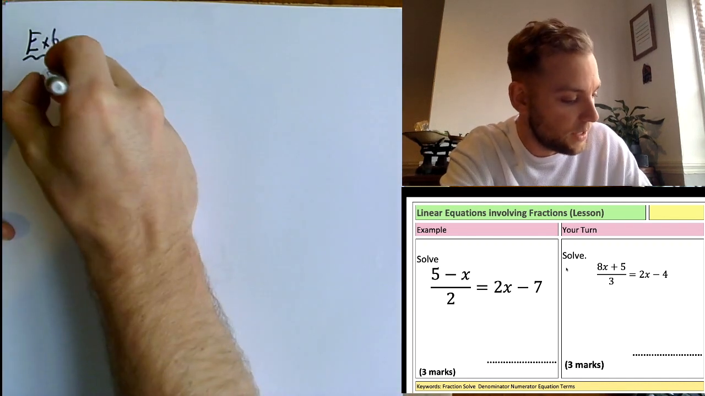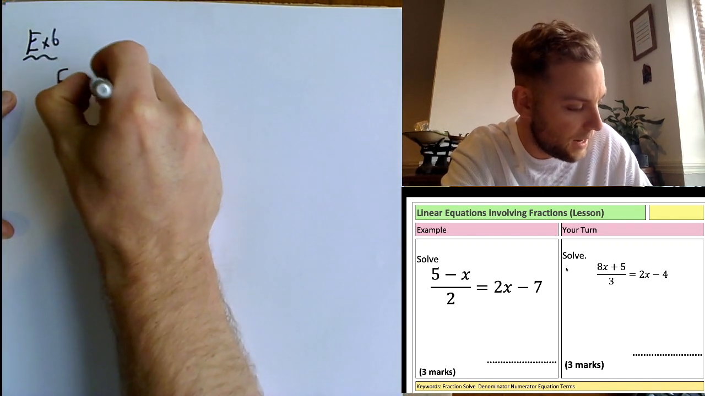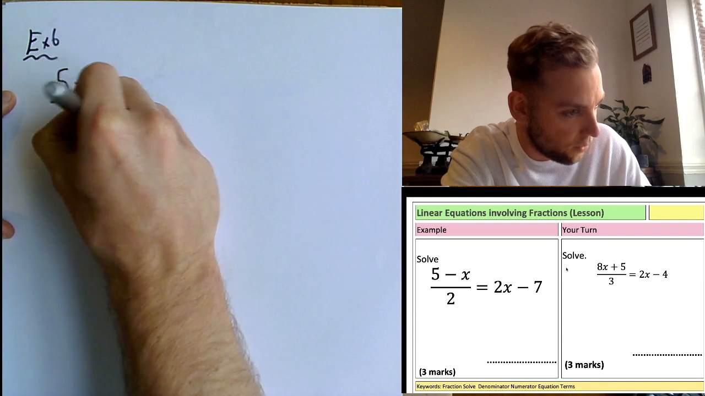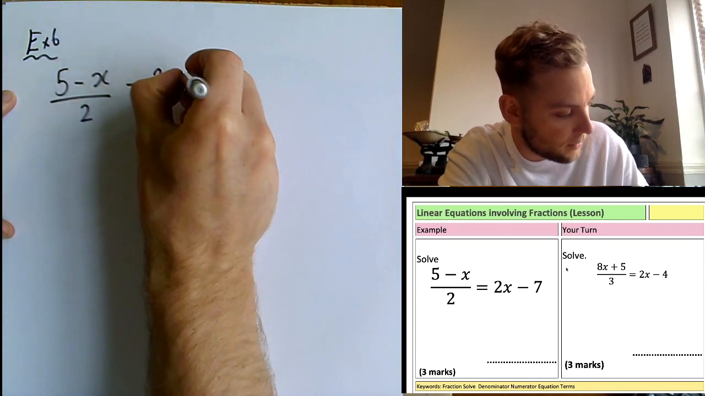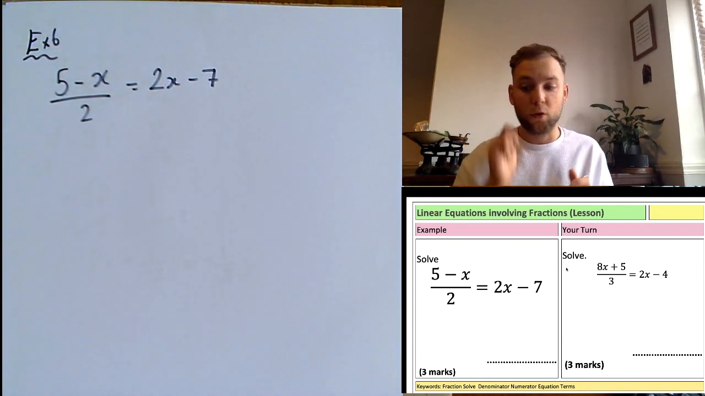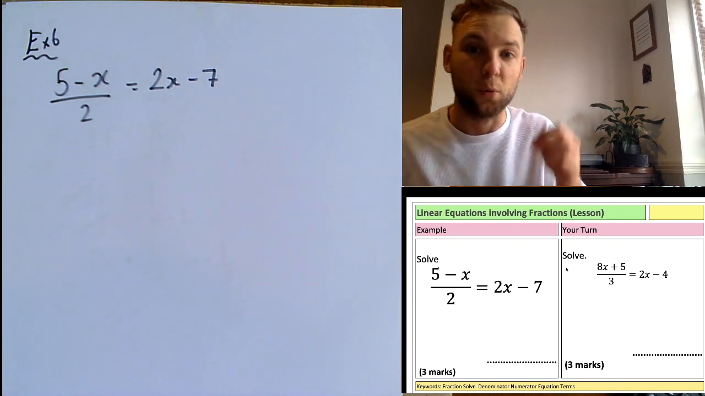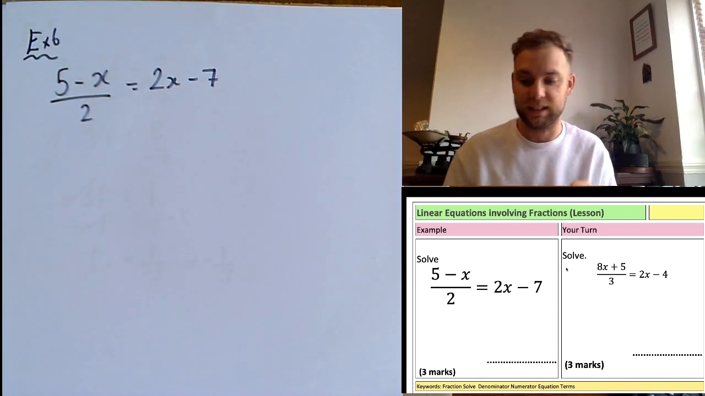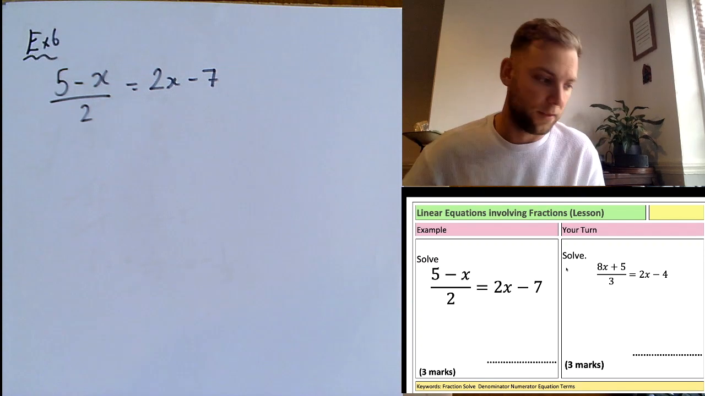Okay, so let's do the one on the left first of all. 5 minus x divided by 2 is equal to 2x minus 7. Now, I will also mention that I've actually seen these questions come up loads recently on the new style GCSE, so it is worth thinking about this one.